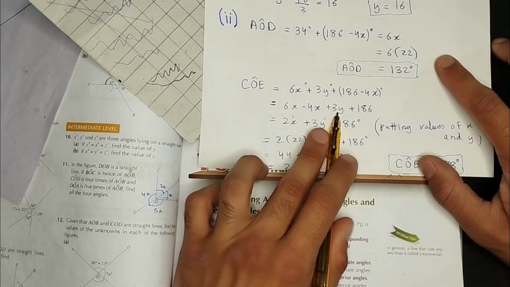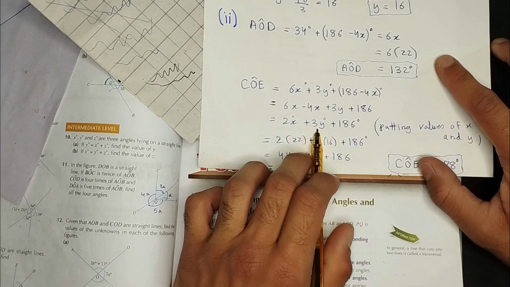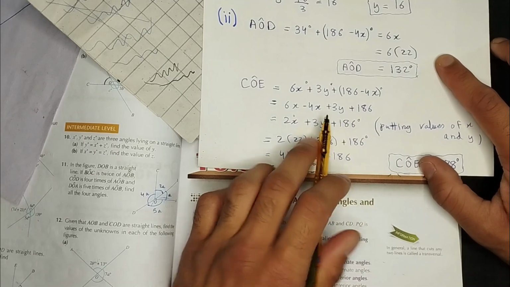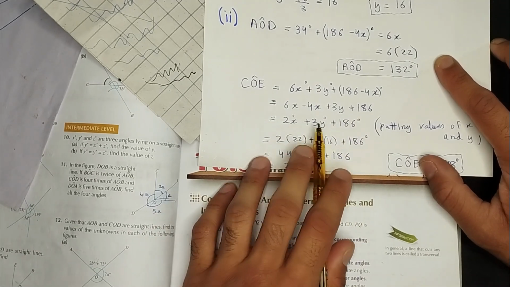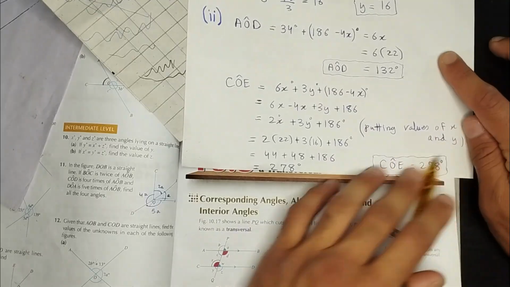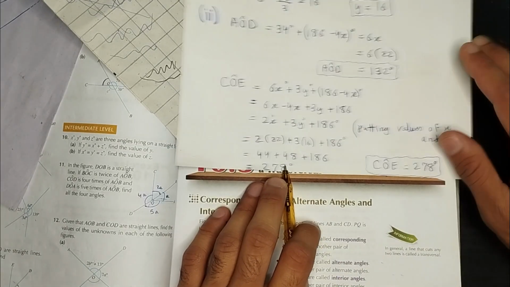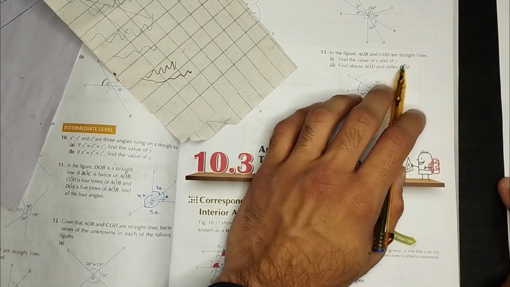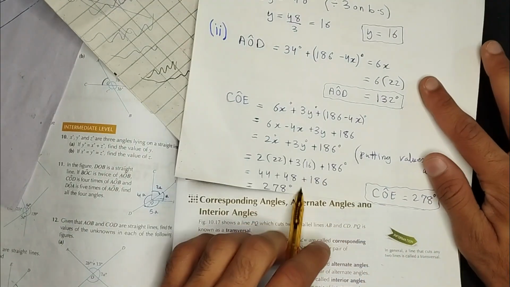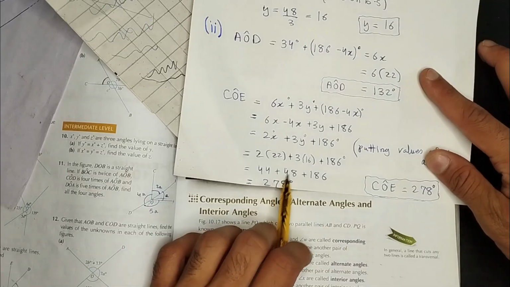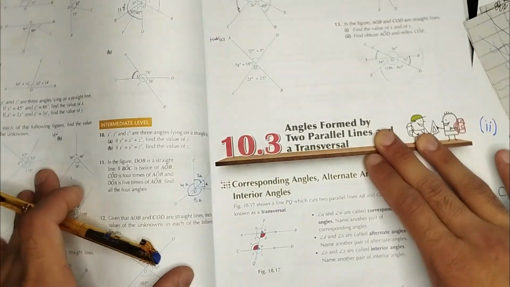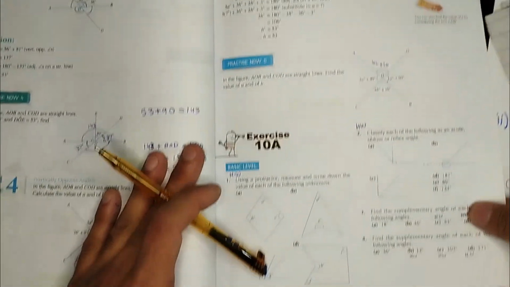x will interact with x. There's nothing for y to interact with, so it will come down as it is, and the constant will remain the same. Now, since we know the value of x and we know the value of y, we're just going to put the value of x and y to find the reflex angle. Okay, the reflex COE, and its value is going to be equal to 278. This is it for our first exercise of chapter number 10. We'll do the rest later.